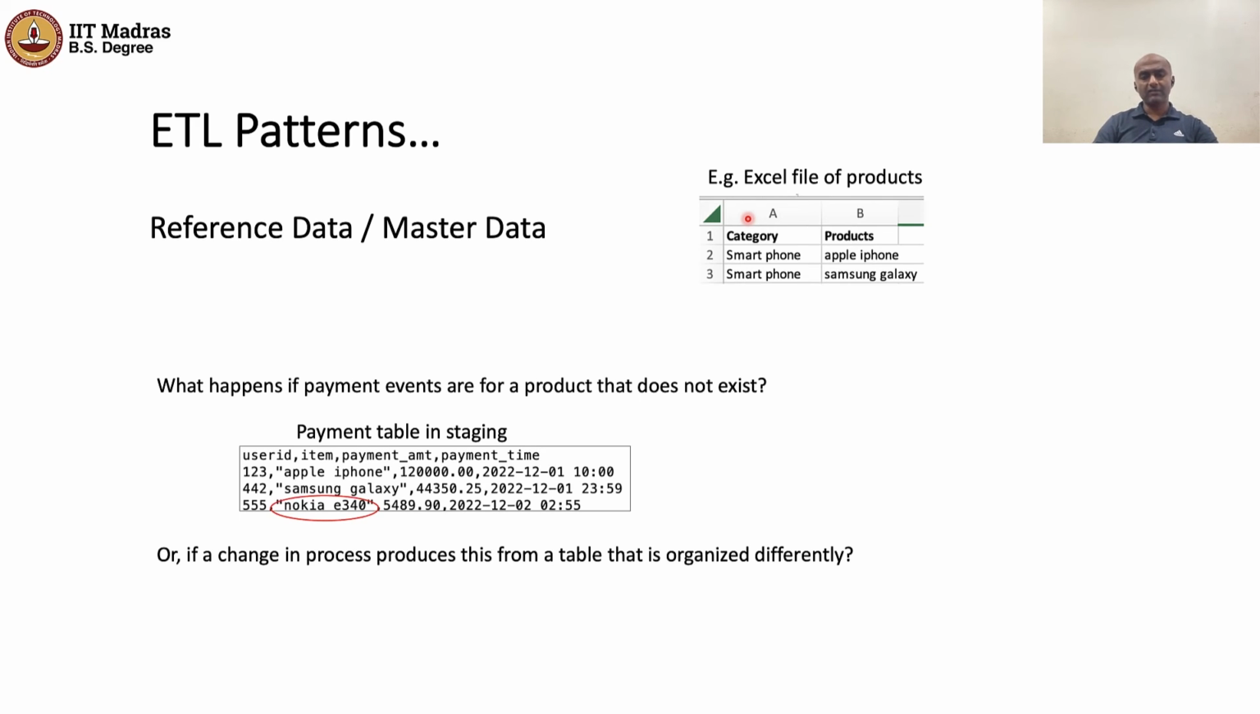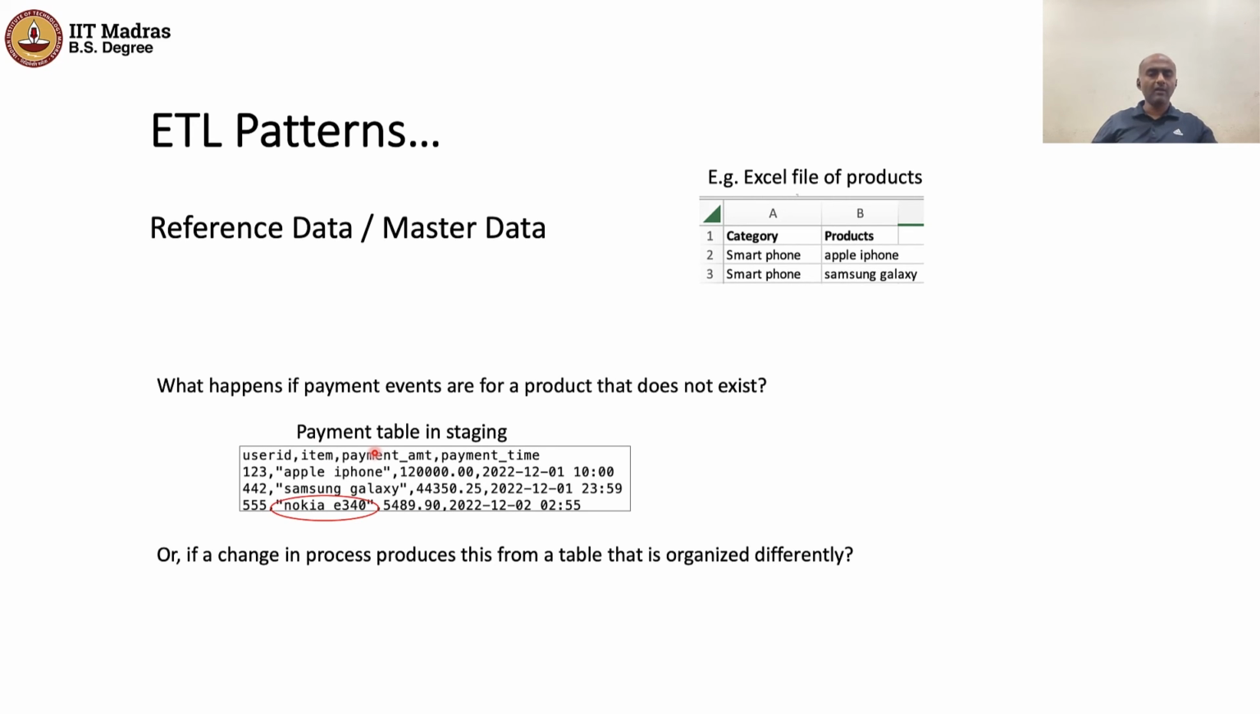There could be, for instance, another scenario that comes in. Here, the data itself could be organized in a completely different fashion. Right? So, the reference data initially said categories and products, right? And that's how it came to you. And then you've gone ahead and built an ETL pattern, joining it with payments, right?